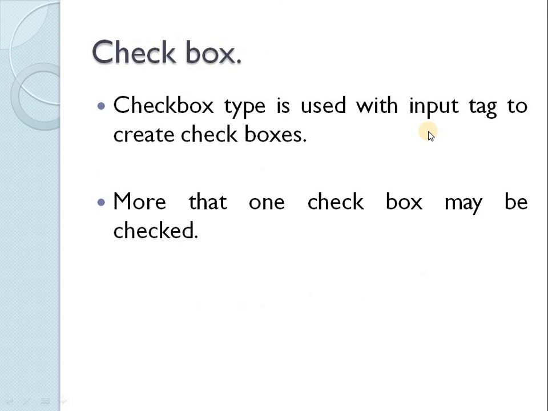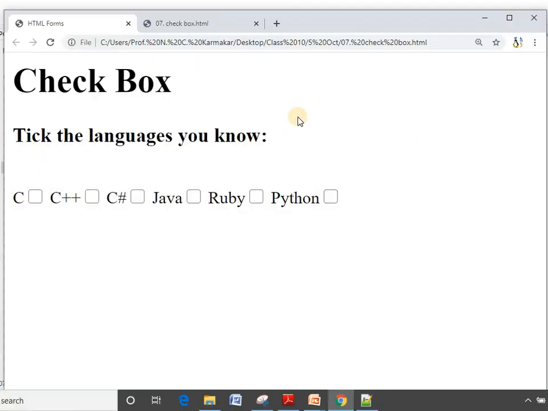Now checkboxes. Checkbox type is used with input tag to create checkboxes. More than one checkbox may be checked. And how? See the example. This is our checkboxes. Tick the languages you know. Yes, here we can click on multiple checkboxes. So this is the property of checkboxes. They are allowed to check multiple options.